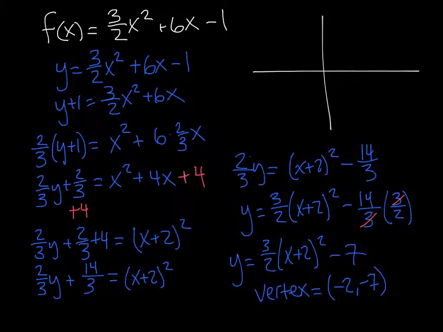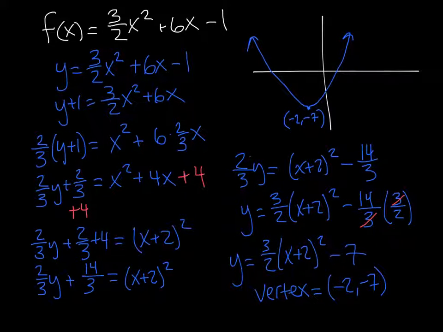So I'll plot the vertex, -2, -7, somewhere around here. It doesn't have to be perfect. Remember, our vertex form also tells us if we're opening up or down. If there's a negative right here, we're going to open down. There's not, so we know we're opening upward. This is 1.5, so it's bigger than 1. That's going to make it a little skinnier, but we don't really care about that too much. So we're going to just make a parabola. And I know that this point is -2, -7.